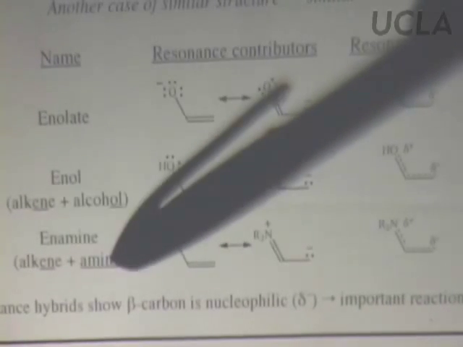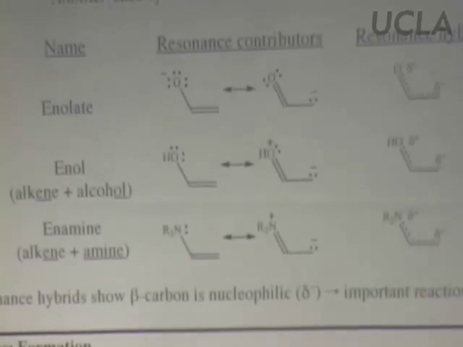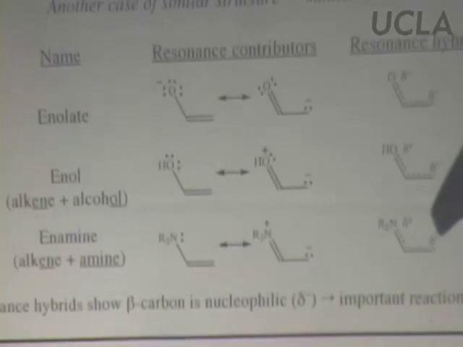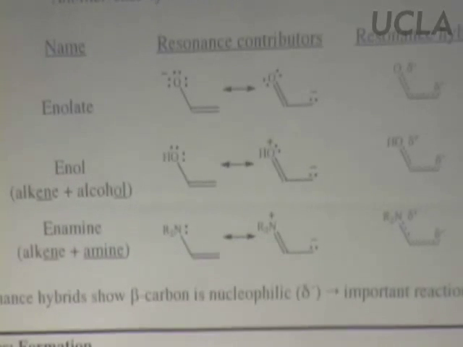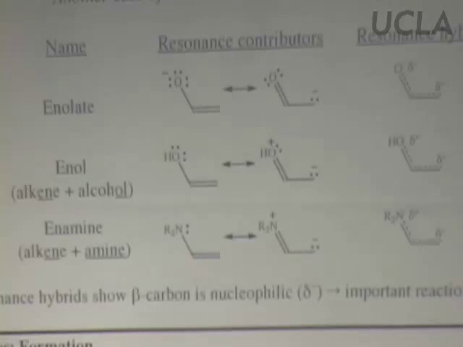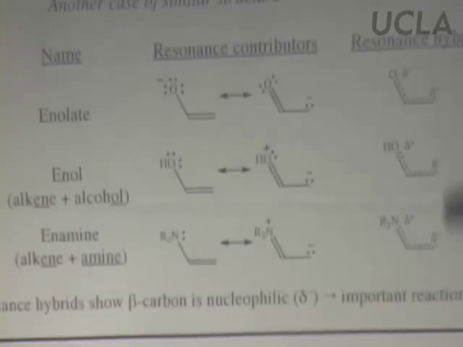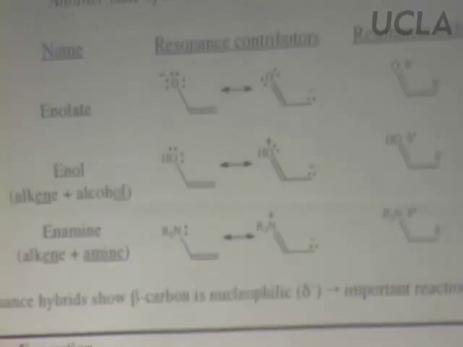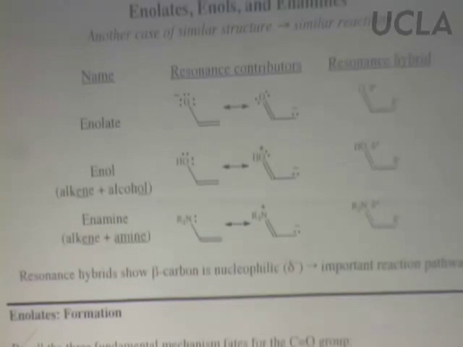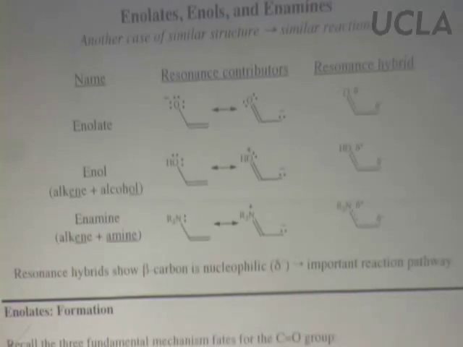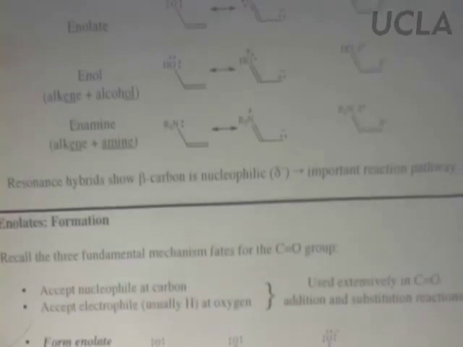Enamines are alkenes with amines attached, hence their name enamine. And they also have that same kind of resonance, which puts the negative charge out here on that beta carbon. So all three of these structures, whether it's oxygen or nitrogen that's providing the electron density, put some extra electron density out here on the end, and that suggests they have nucleophilicity, and that turns out to be the most important thing we're going to talk about with these guys. There are other things they can do, but we're going to talk mostly about them in terms of nucleophilicity.